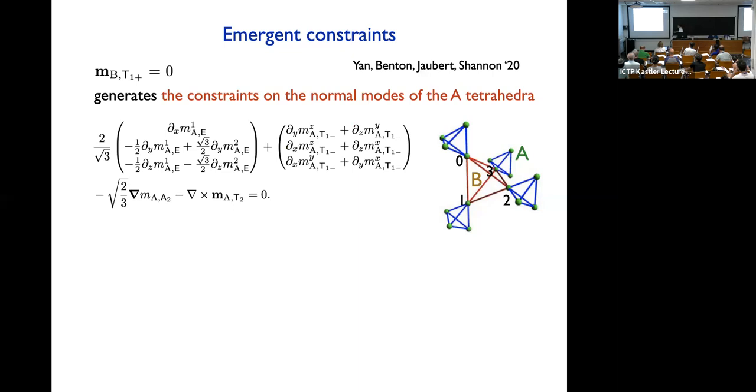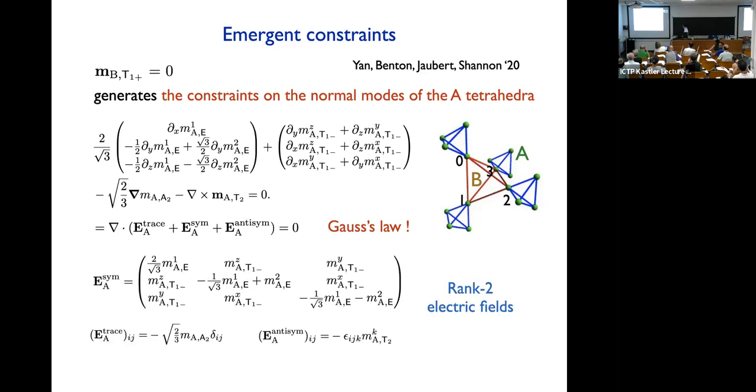It turns out it looks very complicated, but what actually happens is that the normal modes in these four tetrahedra are all interrelated. And that's why, in the continuum limit, it becomes some kind of gradient operator. So it looks complicated, but actually I can nicely write down some kind of Gauss law using basically a rank two tensor electric field. So it looks like this.